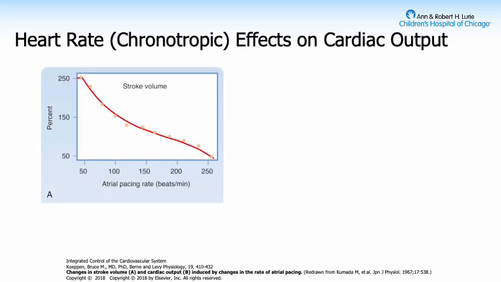The second cardiac factor contributing to cardiac output is the heart rate. And so what are those chronotropic effects? You would think that with increasing heart rate, since as we said the equation is heart rate times stroke volume, that your cardiac output would go up as your heart rate goes up. The reality is not quite that simple, because with increasing heart rate, your filling time in the ventricle goes down.